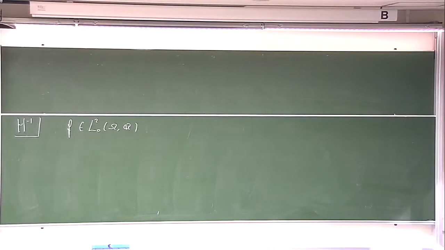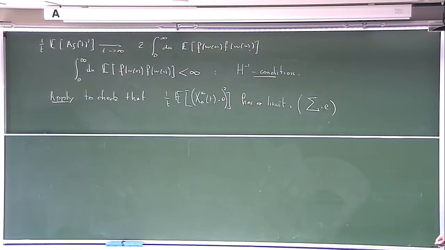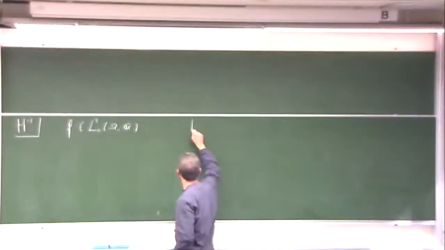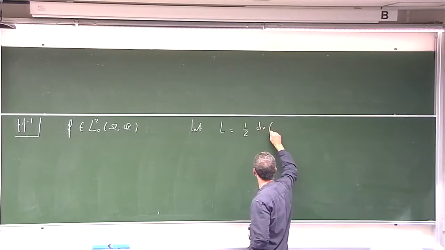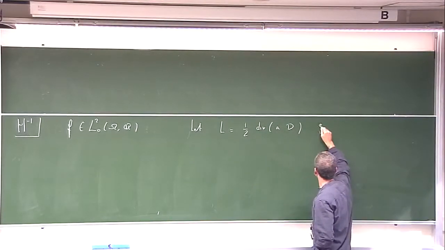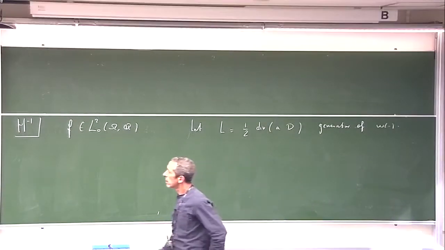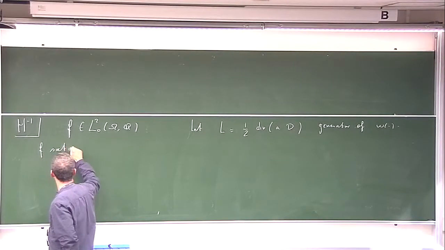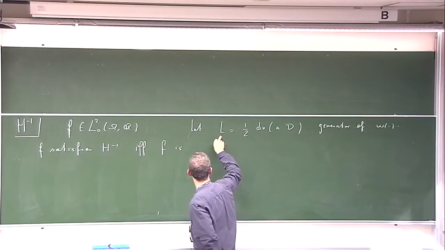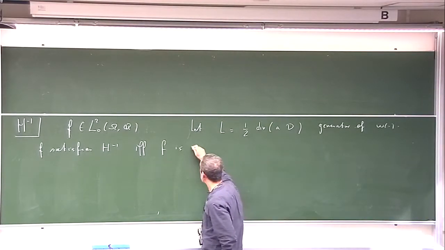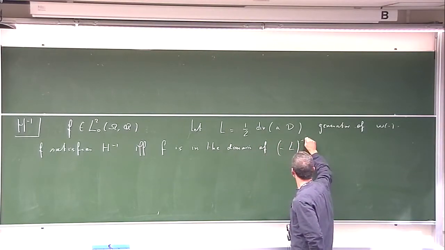In the H minus 1 condition, what is hidden is the semigroup of the process omega of dot. If I write L for the generator, something like 1/2 the divergence operator times A times D, this is the generator of the process omega of dot. Then f satisfies H minus 1 if and only if f is in the domain of minus L to the power minus 1/2.